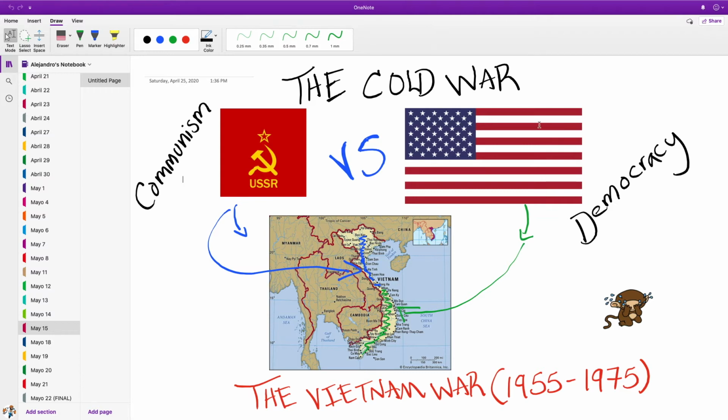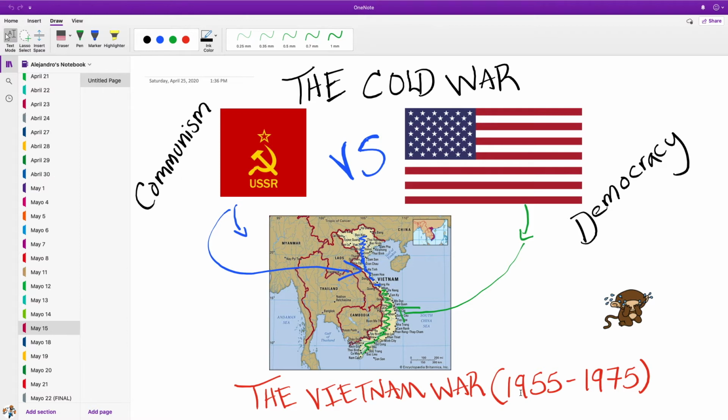So we are gonna send soldiers to the south, and we're gonna create a war against the north because we are gonna show them that we are really powerful, and we're gonna show them that democracy is better than communism. Guys, do you think that this was a good idea? Well, I think it was not a good idea, because the United States wanted to teach other countries how to control themselves, how to have a government.